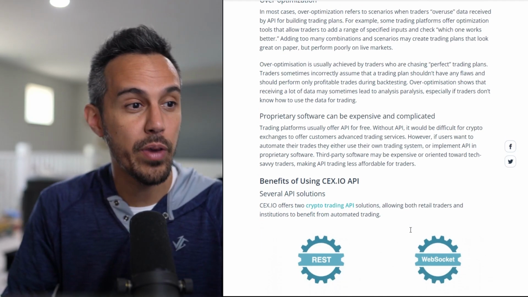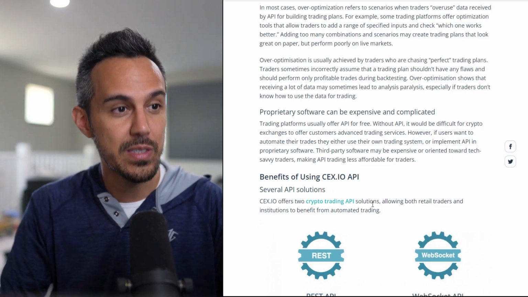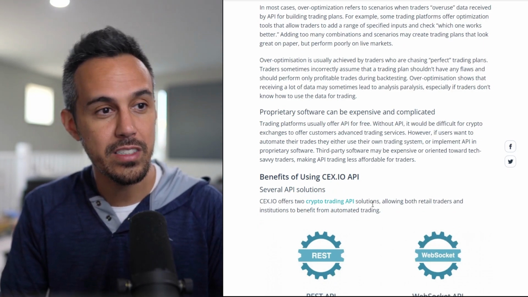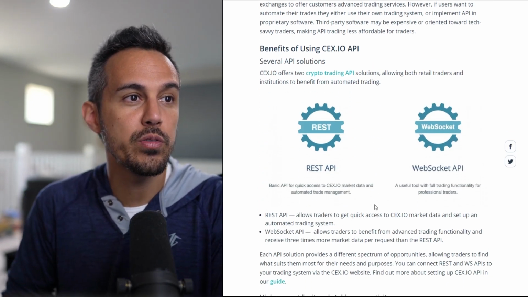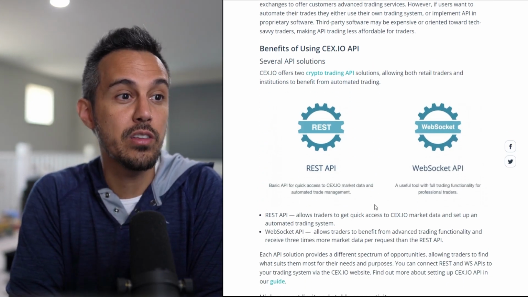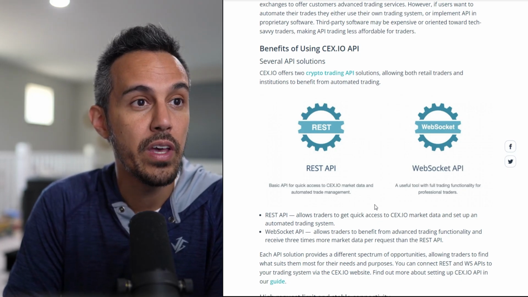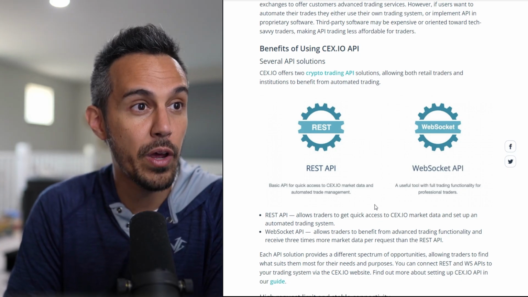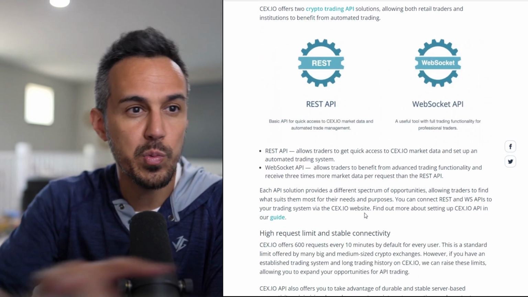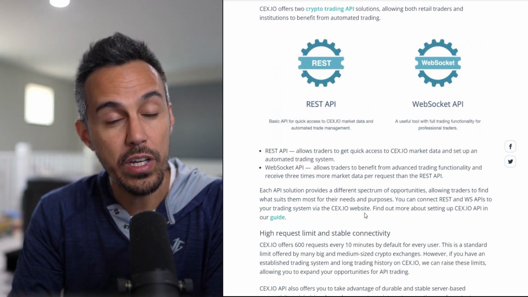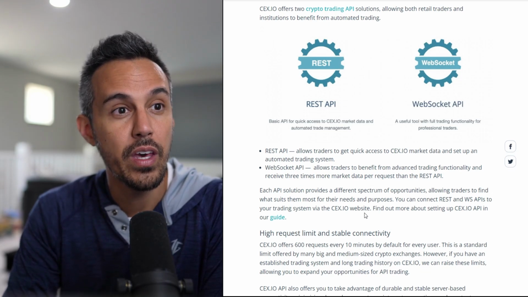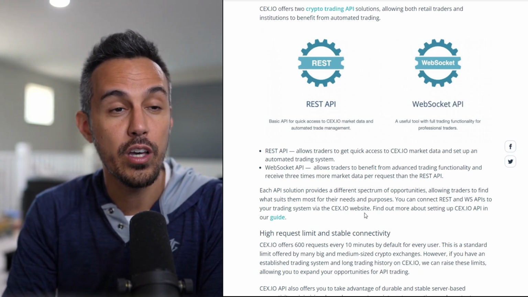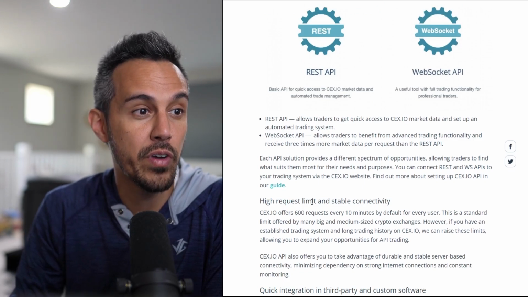But those are just a general overview of the pros and cons, the advantages and disadvantages of an API. But let's talk a little bit about specifically the CEX.io API and how it's different. It offers 2 trading API solutions: REST API and WebSocket API, allowing both retail traders and institutions to benefit from automatic trading. And the difference between these, in case you guys don't know, is that REST API allows traders quick access to set up an automated trading system.